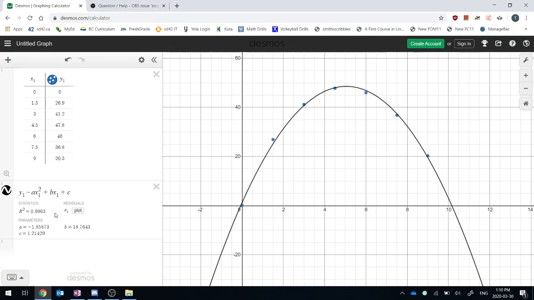Okay, it's going to be quite rare for us, particularly when we're using quadratics and cubic functions, to get a perfect match. In general, you want an r squared value of 0.99 or higher.